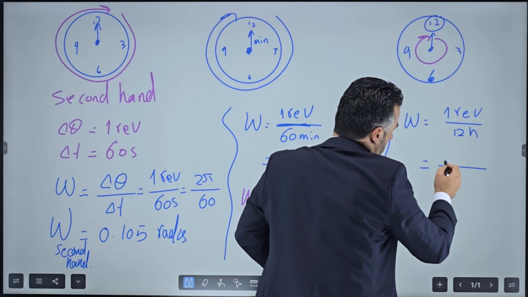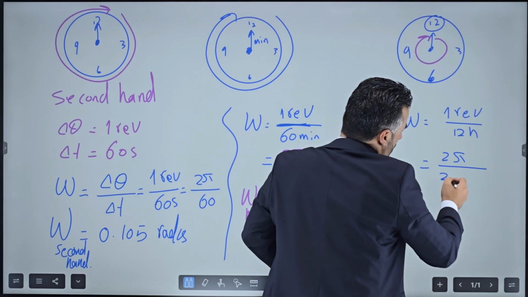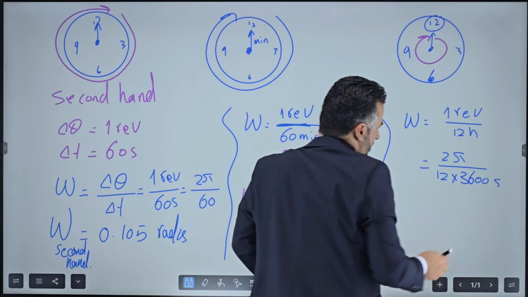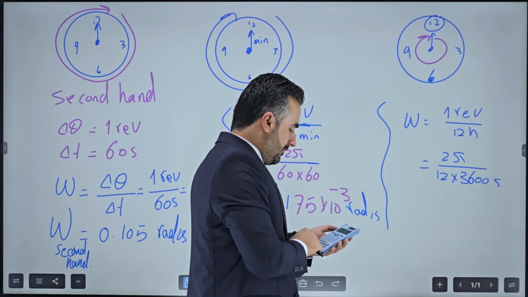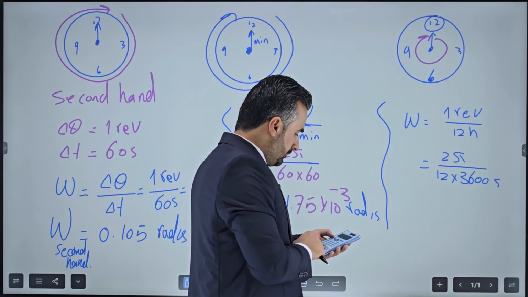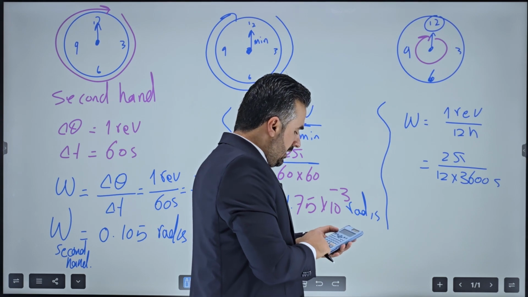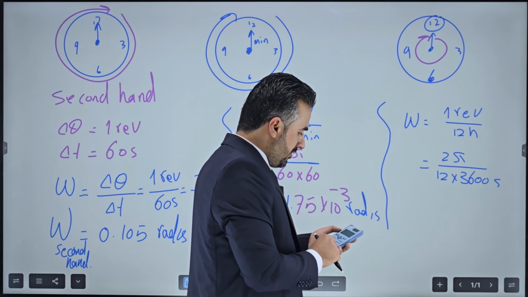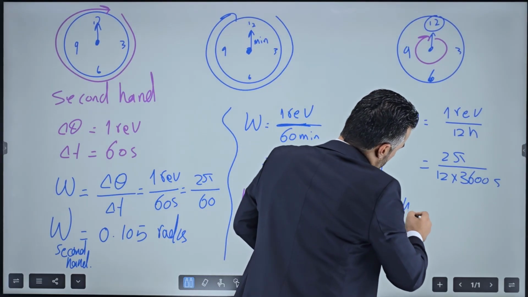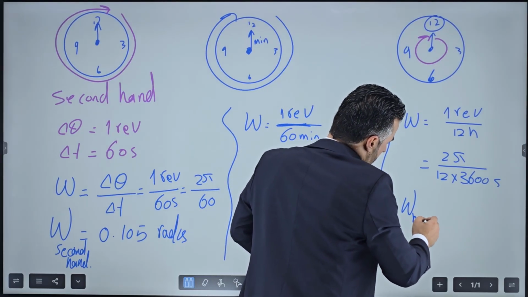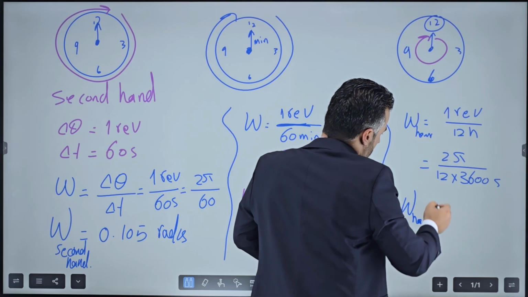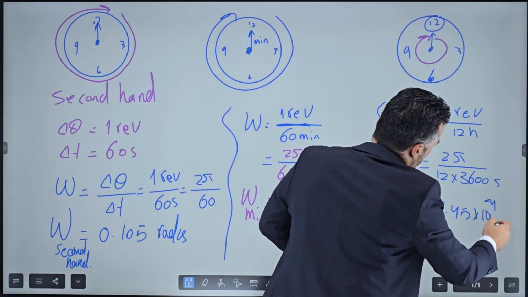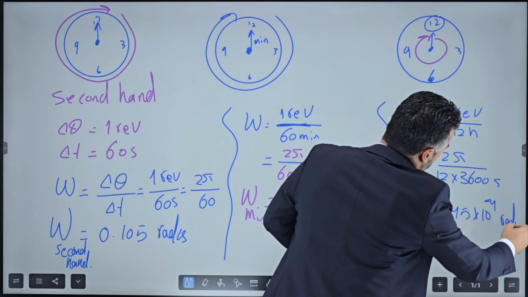So now, once again, 1 rev, that is 2 pi, divided by 12 hours. Each hour is 3,600 seconds. So you could just do the math in this case. This time, we'll say 2 pi divided by 12 times 3,600. The answer is going to be 1.45. So we can say angular speed for the hour hand is going to be 1.45 times 10 to the power negative 4 radian per second.